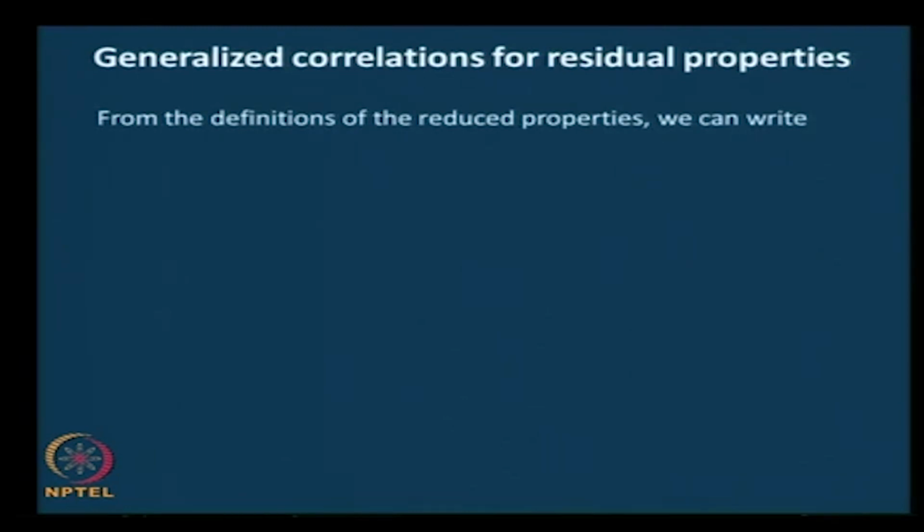From the definition of the reduced properties, we can of course write our Pr, if you recall, is nothing but the ratio of P to Pc, and therefore, P is nothing but Pc into Pr, and therefore, dP is, Pc is a constant, so Pc times dPr. Similarly, T is nothing but Tc Tr, because T by Tc is the definition of Tr. Therefore, dT is nothing but Tc times dTr.